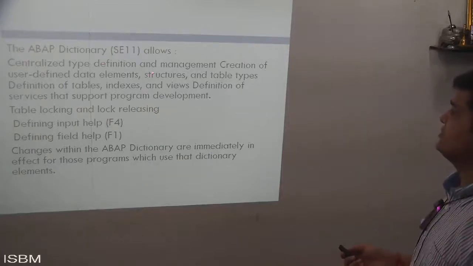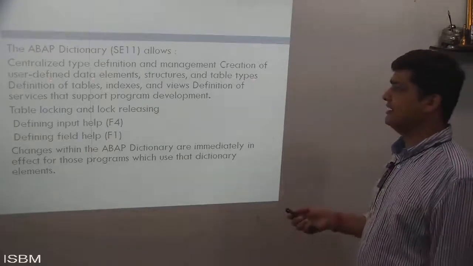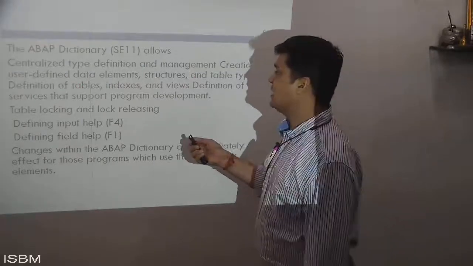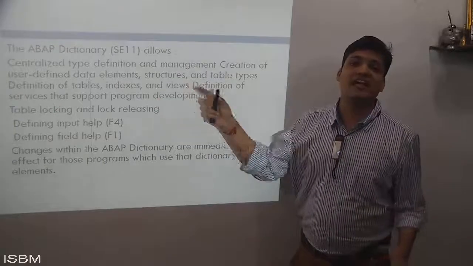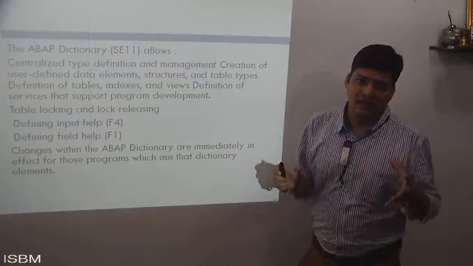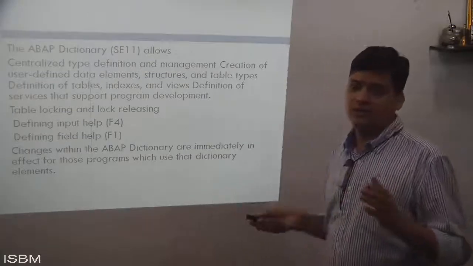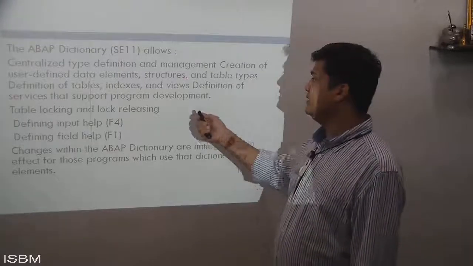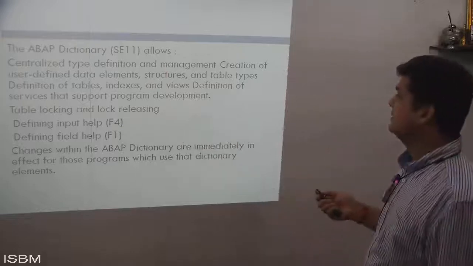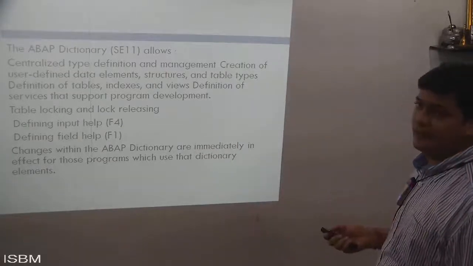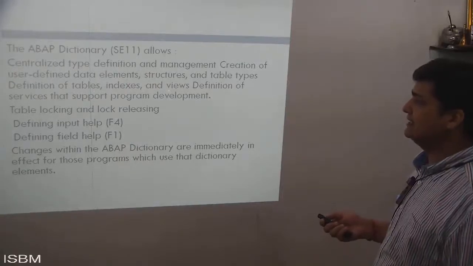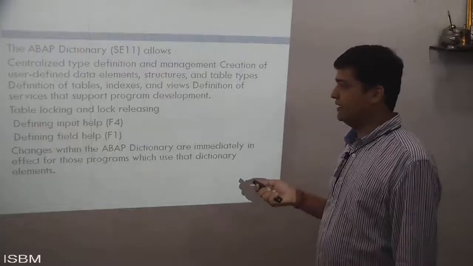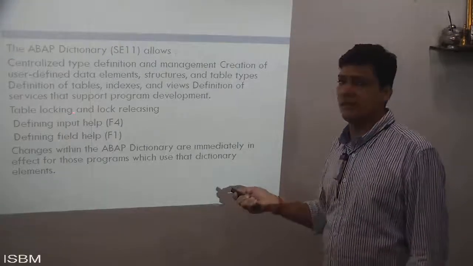SE11 is used for the data dictionary part. This is centralized type definition and management: creation of user-defined data elements, which I have taught about, and structures. A structure is nothing but a kind of table which cannot store any data. A table stores the data, but a structure cannot store any data. It's empty. Only the fields and data elements should be there. Then we have table types, which we will see. Then definition of tables, indexes, and views, and services that support program development. Then table locking and how to release the lock, we will see.